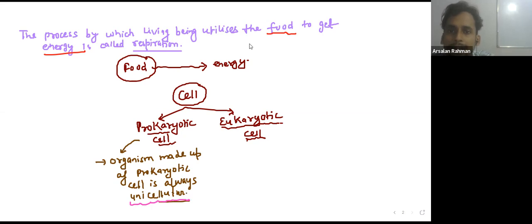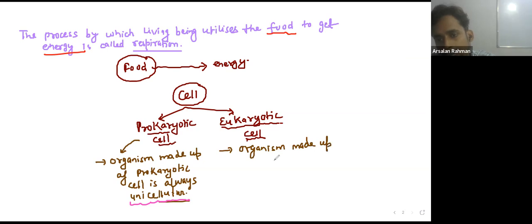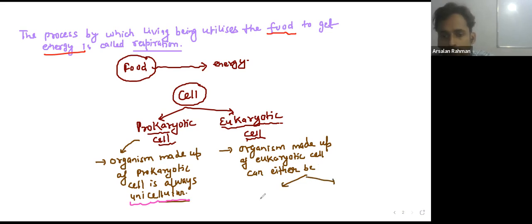But organisms made up of eukaryotic cells can be either unicellular or multicellular.